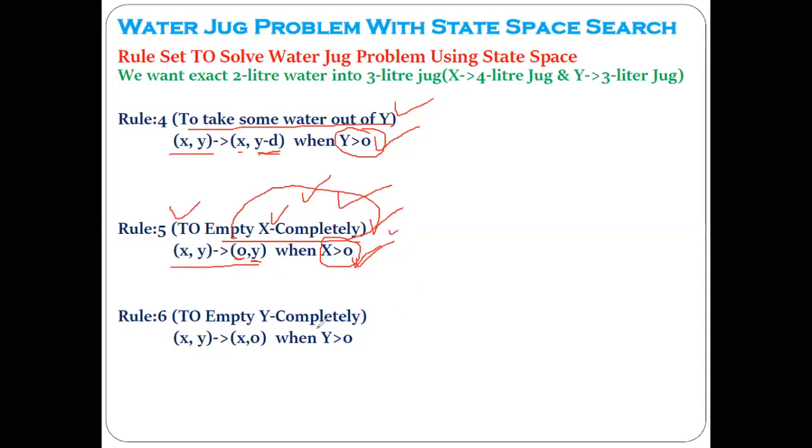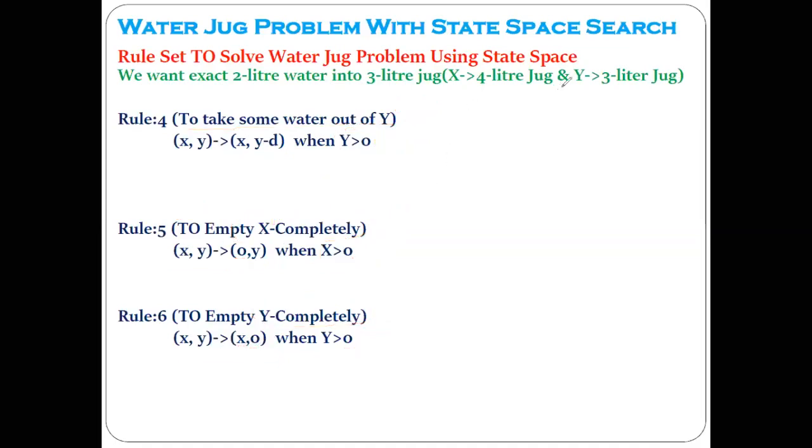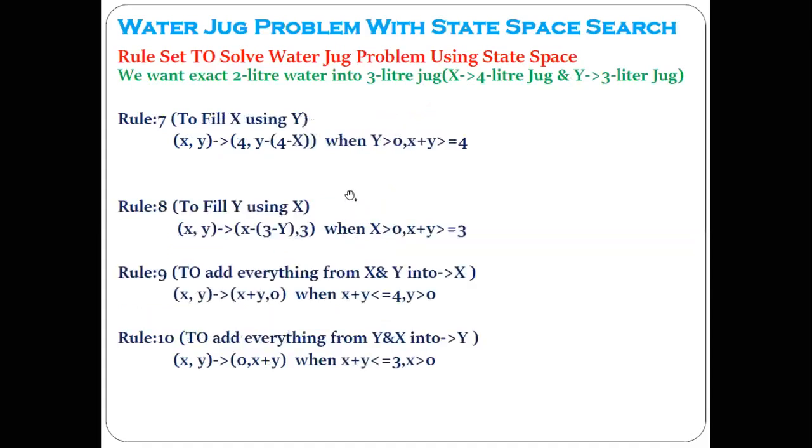Completely similar, opposite to that, if you want to empty the Y completely, then what should be the condition there? Y must be greater than 0. Yes, sir. And you can use the state space representation like this: X comma Y implies X comma 0. Simple. Yes, sir.